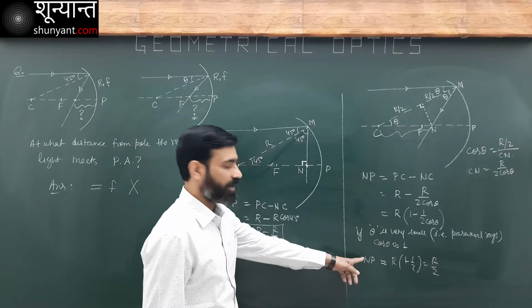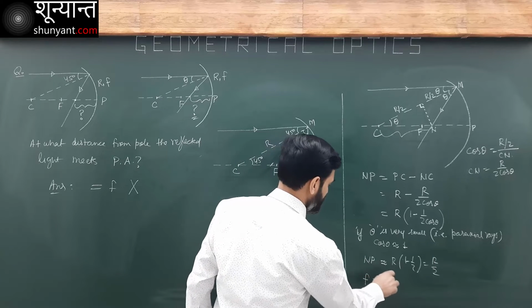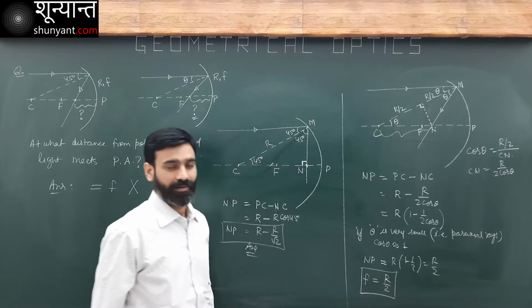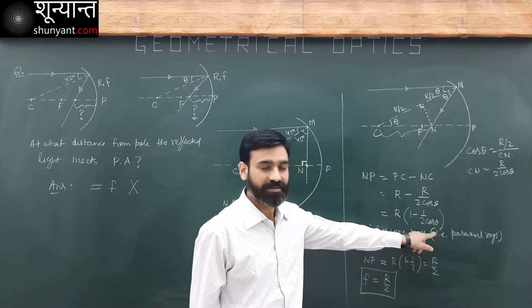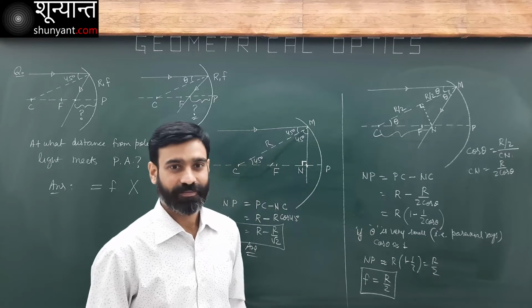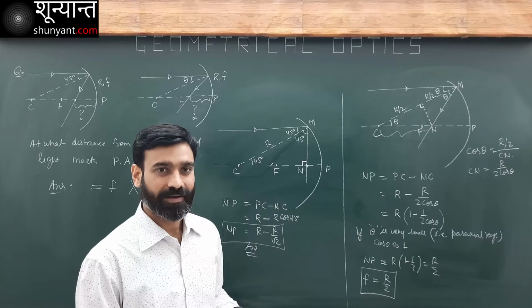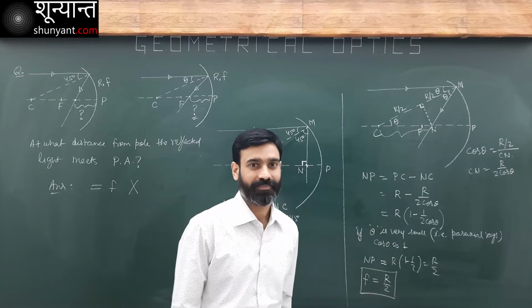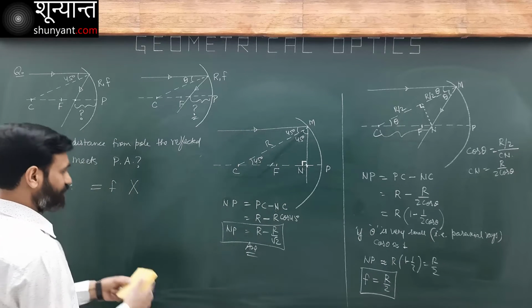This point is known as the focus. This point we define as the focus. So F is equal to R by 2. We define focus only for such cases, only for paraxial rays. Only paraxial rays pass through the focus, and in that case only, the focus will be equal to R by 2. Do you understand this? Okay, let's do a few more problems.